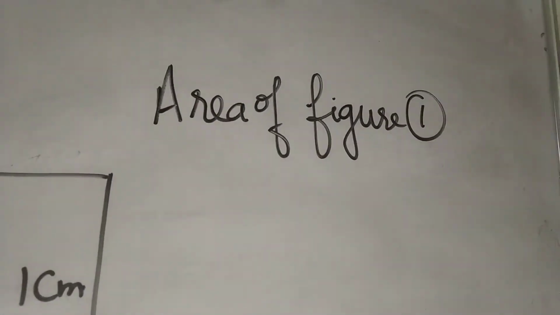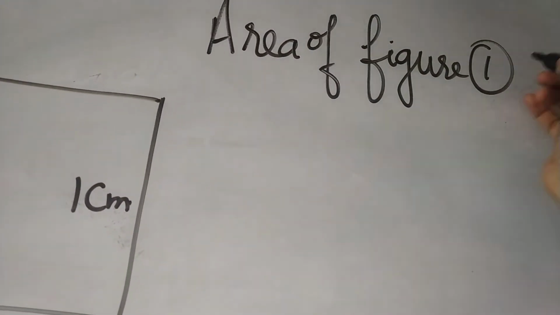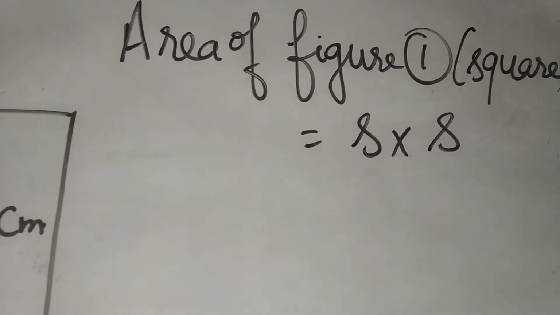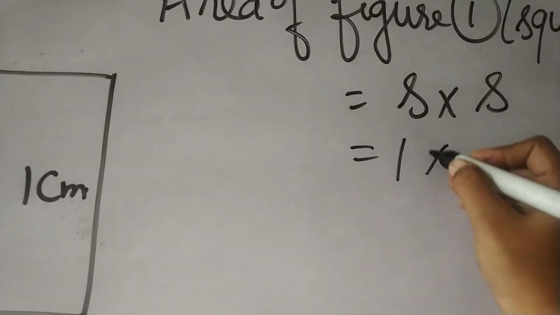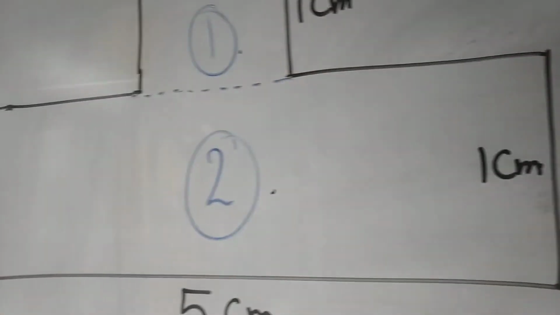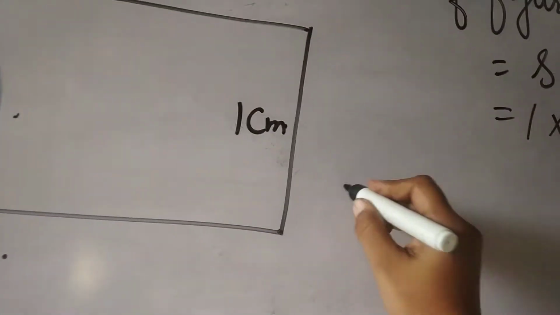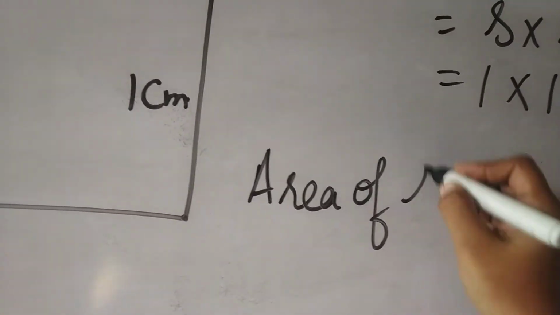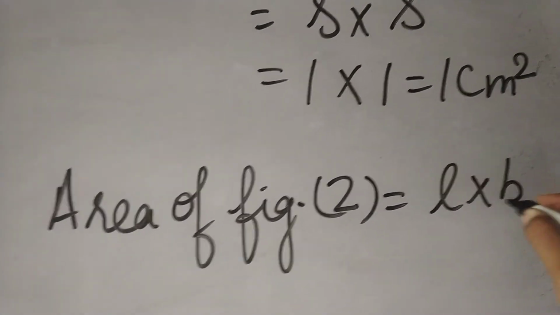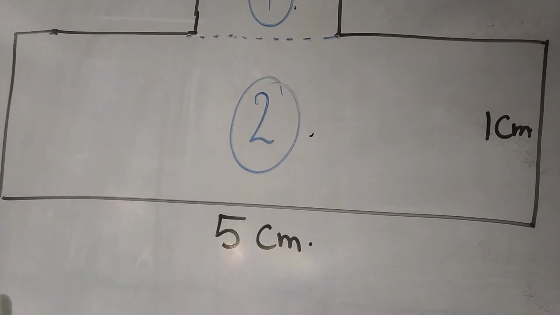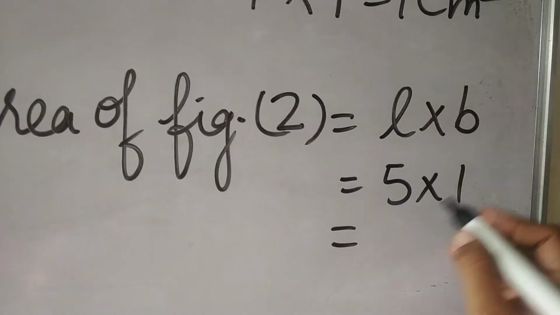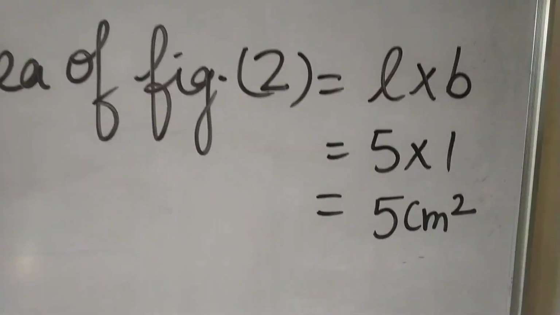Figure 1 is a square. So the square's formula, area of square is side multiplied by side. And the side is 1 centimeter. So 1 multiplied by 1 is 1 centimeter square. Okay. Then area of second figure. This is a rectangle. So area of figure 2, that is rectangle, that will be length multiplied by breadth. So its length is 5 centimeter, breadth is 1 centimeter. So I will write here 5 multiplied by 1. So 5 ones are 5 centimeter square.